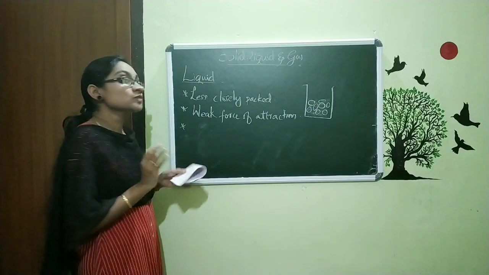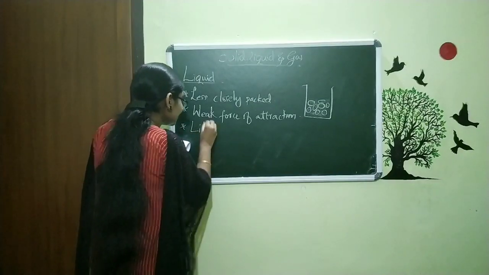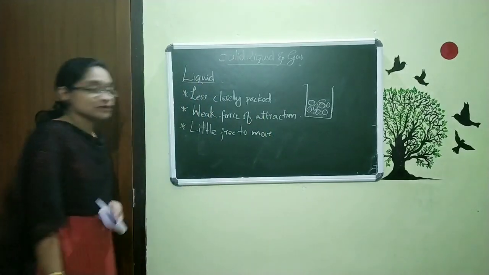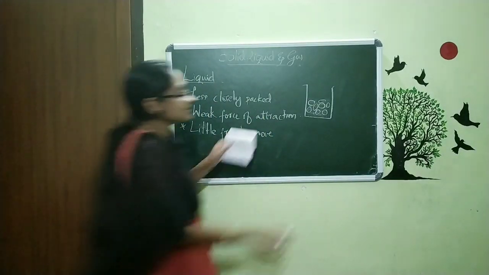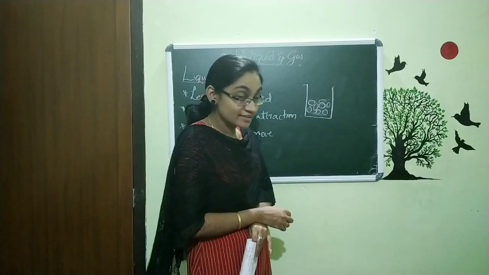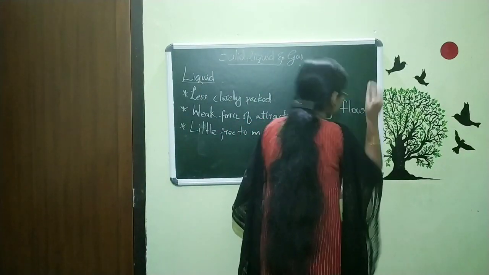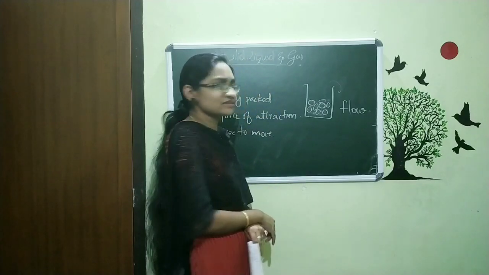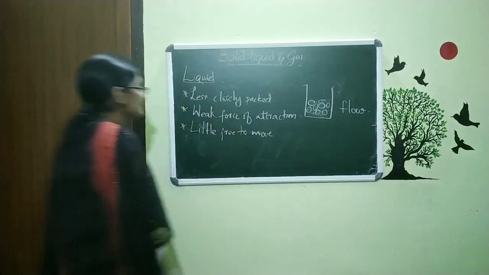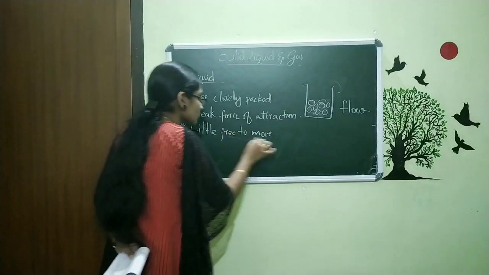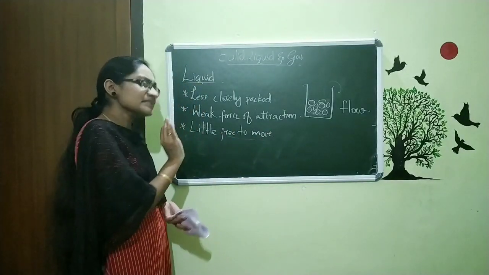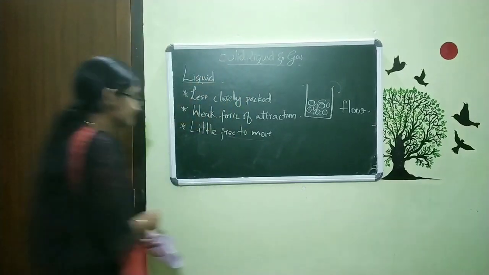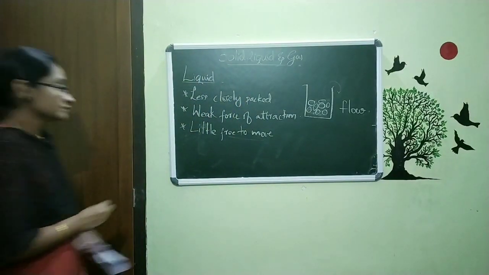And the next point is about the movement. They are a little free to move. The thing is this: when I just twist the beaker, what happens? They start to flow. When we twist the beaker, the water starts to flow. Why are they flowing? The thing is very simple: they are a little free to move. I am not saying that they are too free to move. They are a little free to move. That's why it is flowing. That is the third point.